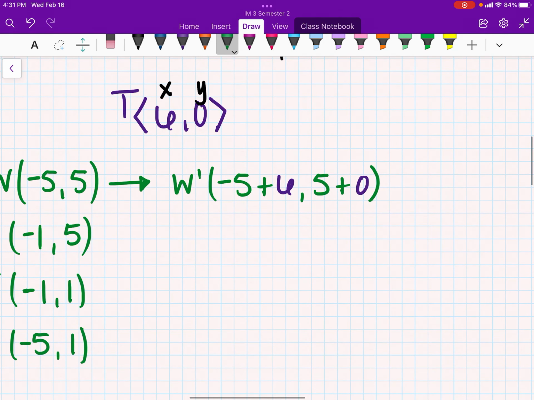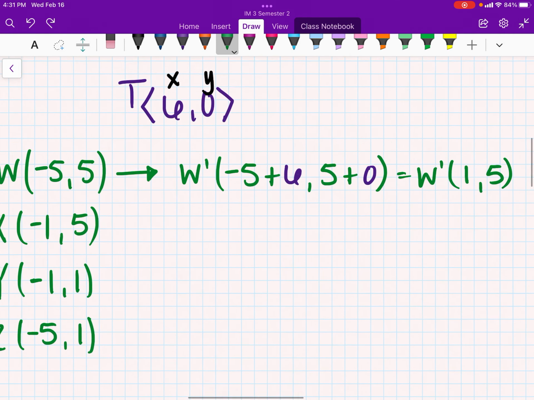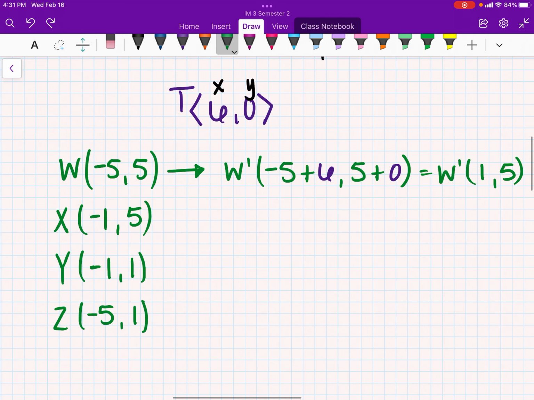So in this case, my point for W prime would be (1, 5), because once again, -5 plus 6 is 1, and then 5 plus 0 is 5. All right, so we're going to go ahead and repeat that with the next ones.